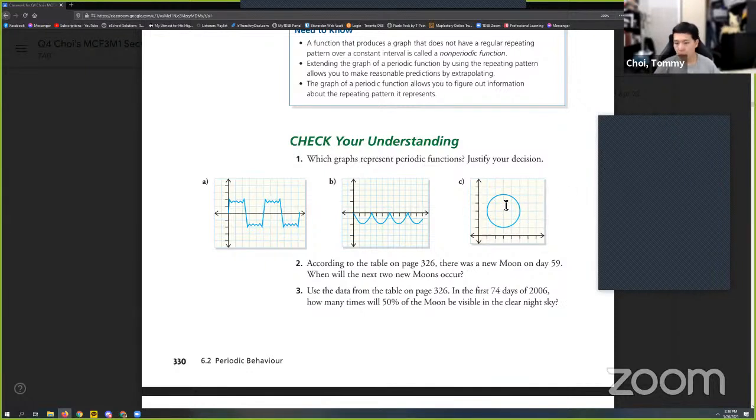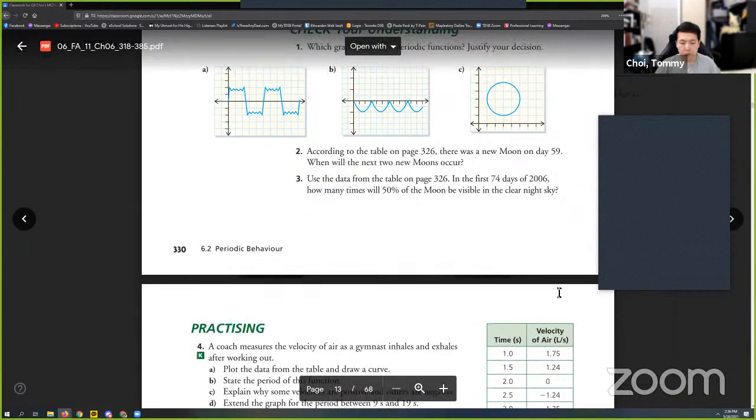This doesn't repeat at all. It's a circle, right? It doesn't really repeat. If we saw multiple circles, then sure. But plus, it's not even a function. This is not a function. This is a relation. So very good for those that caught on to that.